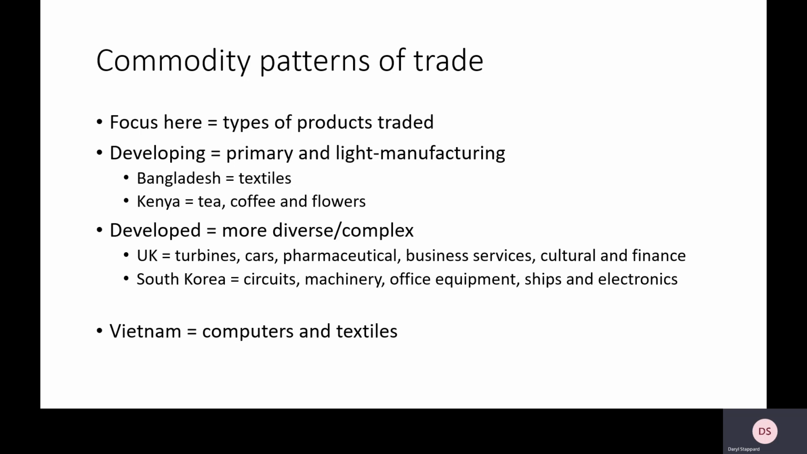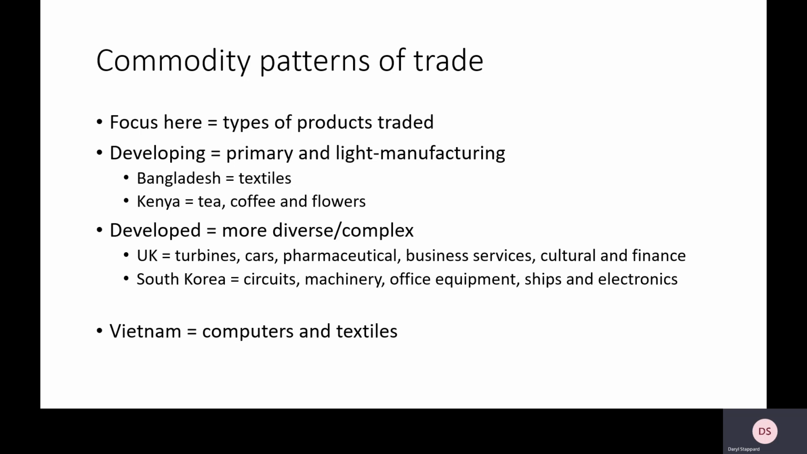Kenya, look at this one. Kenya's main exports are tea, coffee, and flowers. So again, it's all things linked to farming, really, in general. So those are the things those countries tend to have comparative and absolute advantages in the production of. You then find that developed economies will generally have a much more diverse and complex portfolio of exports.